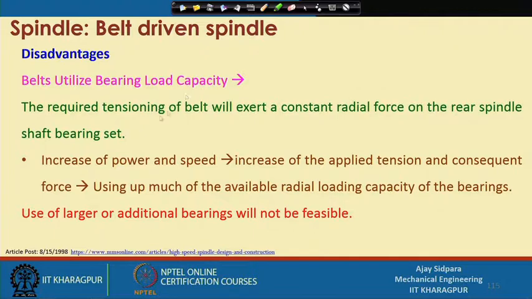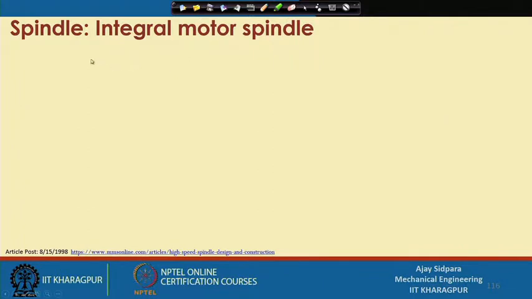So, there are some options like an integral motor spindle where we can mount the motor itself into the spindle. So, you do not require any type of belt drive or any other motion transmission element. So, let us continue our discussion on integral motor type spindles. So, this was the last slide where we have seen some of the disadvantages of the belt driven spindle. So, now coming to the spindle with the integral motor.